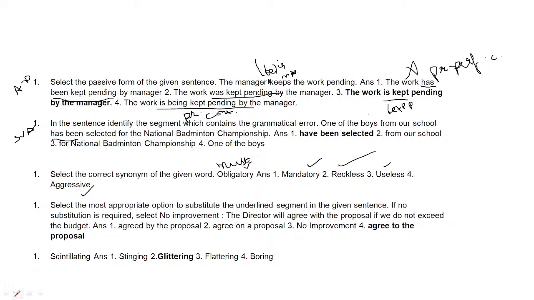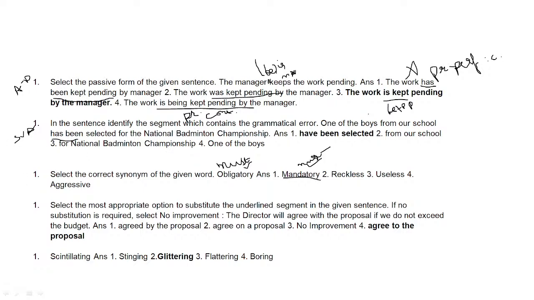Now, reckless, useless, what do they mean? Reckless means someone doesn't care, right? Careless. Useless is which does not have a use. And aggressive means someone who is very forceful and does not have a softness. So what does mandatory mean? Mandatory also means must, that it has to be done. So this is the correct answer. Our correct answer will be mandatory.